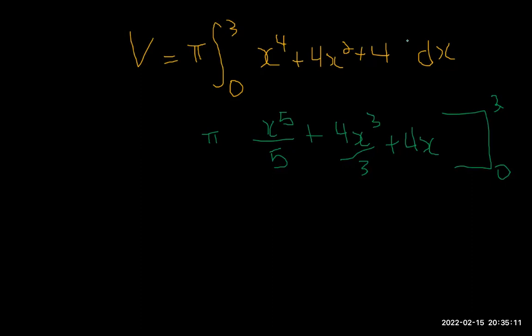So when I integrate this expression right here, I'm going to get x to the 5 on 5 plus 4x cubed on 3 plus 4x. Don't forget your brackets, put your 3 and the 0. But because this is volume that we're dealing with, you cannot forget that pi, right? So let me just put another bracket here. You must include the pi. That's how we find the volume. Cannot forget that pi, okay?